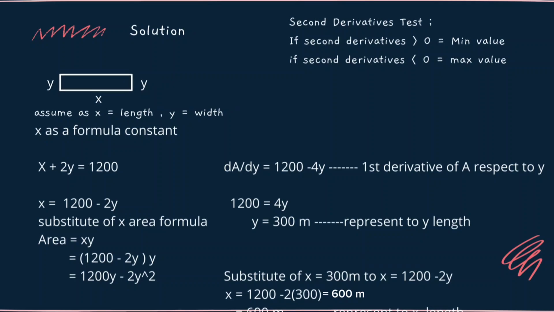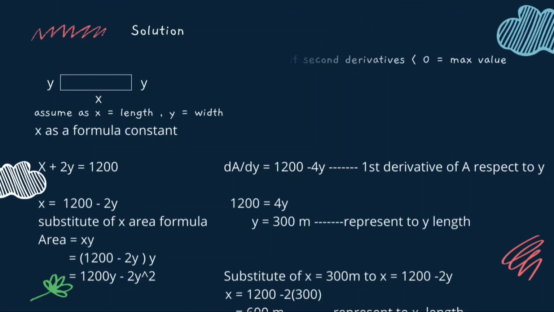In certain questions, the second derivative is needed to determine whether the value is a maximum or minimum. So the second derivative test must be applied to determine the value. If the second derivative is greater than 0, the value is a minimum. If the second derivative is lower than 0, the value is a maximum.